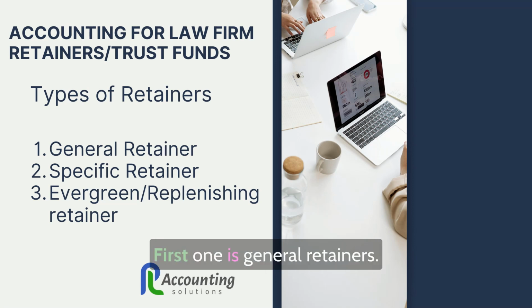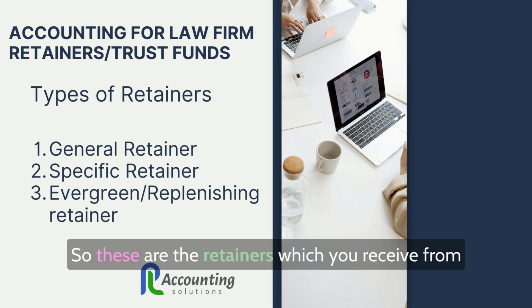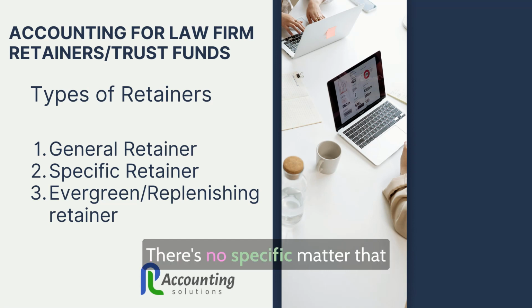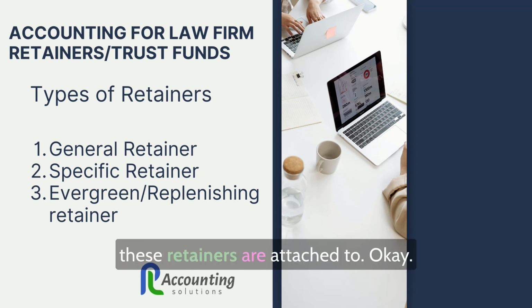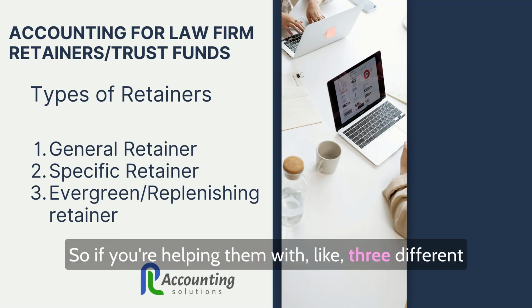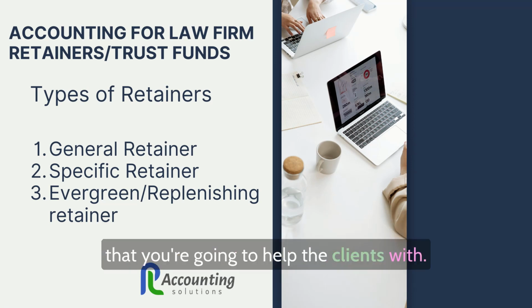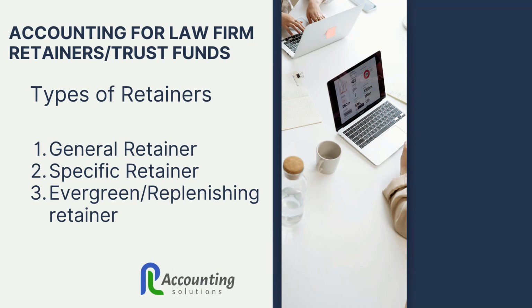First one is general retainers. So these are the retainers which you receive from a client to help them with any matter that your law firm can help them with. There's no specific matter that these retainers are attached to. Okay, number two are specific retainers. These are the retainers you receive from clients for very specific matters. So if you're helping them with like three different matters, these retainers are specific to a particular matter that you're going to help the clients with. So you have to track them accordingly.